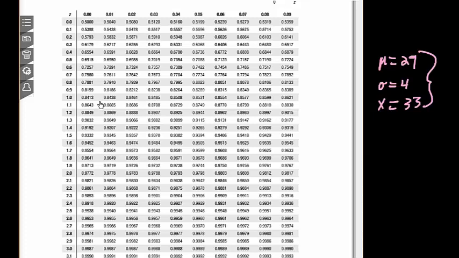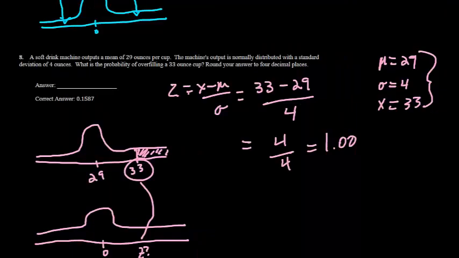So 1.00 is 0.8413. So the probability... Oh, wait. That is the left-hand side. Right, so the z value for our chart is 0.8413, but this is a left tail. We don't want the left tail, we want the right tail.